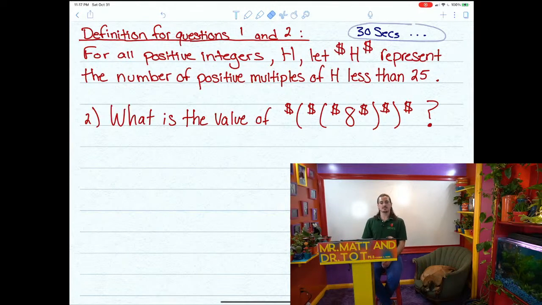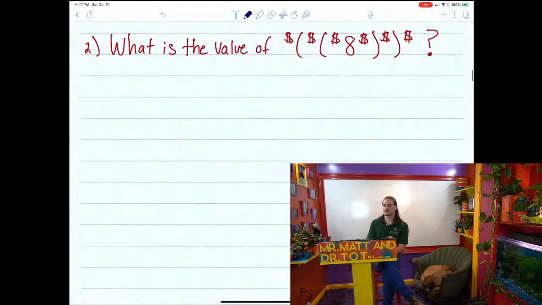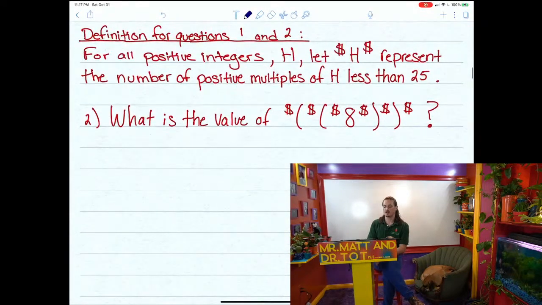Okay, so looking at this problem, they're asking for the value of the nested expression with dollar signs: $$$$$$$8, with each of the dollar signs in parentheses. You need to start by evaluating from the inside out. So for example, $8, what does that equal?